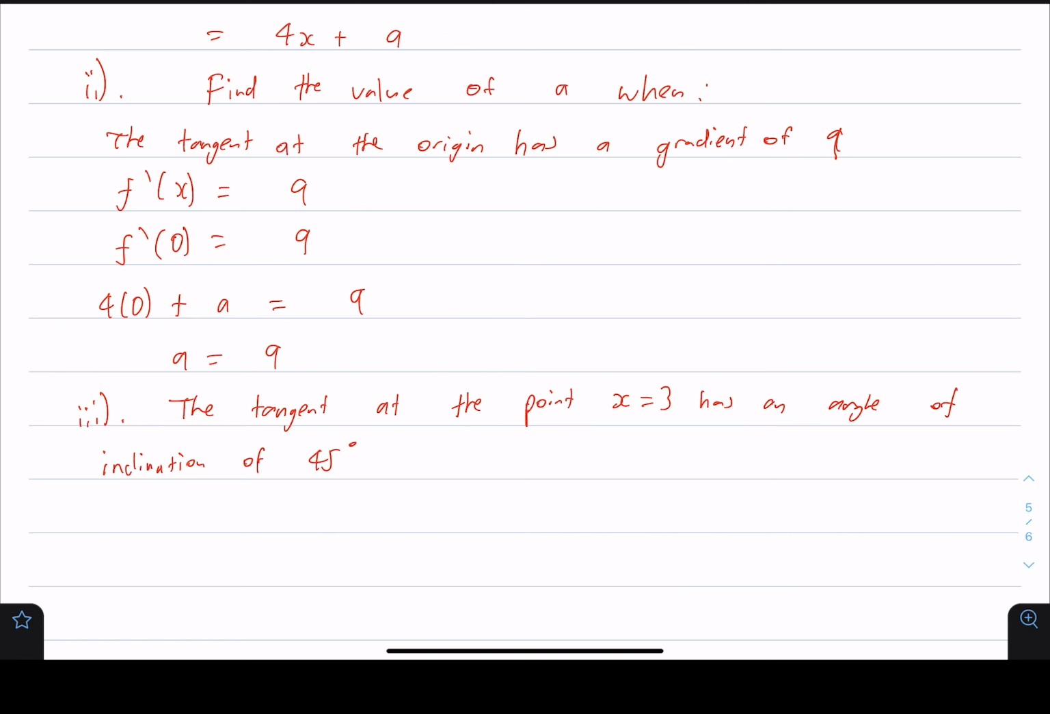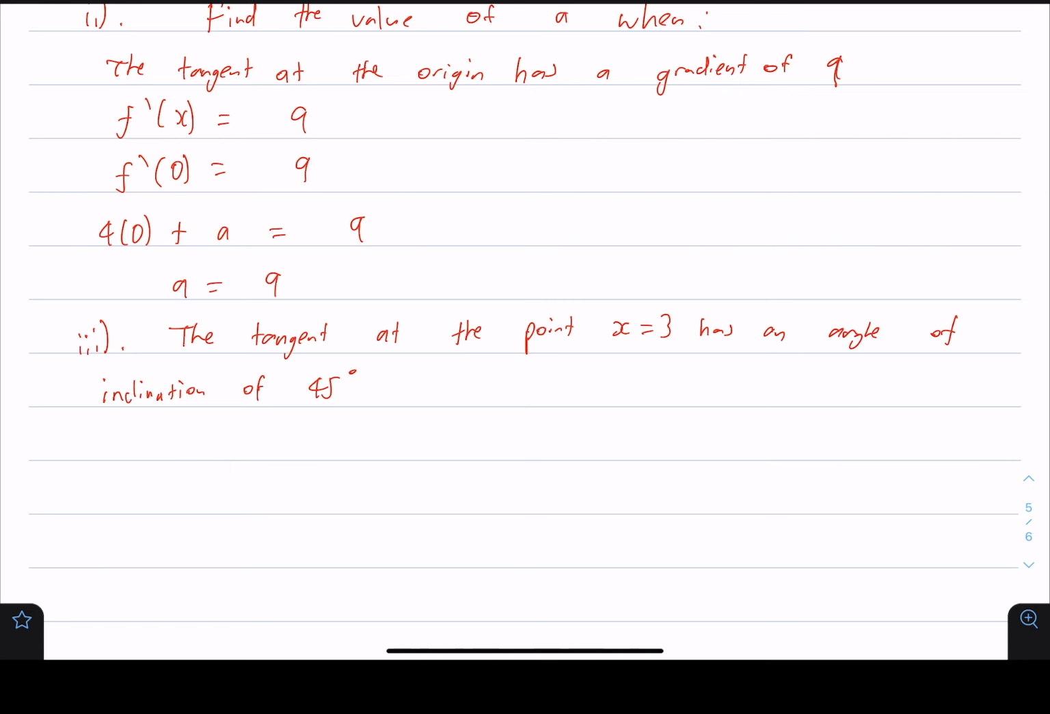Once again, pause the video, have a go. Okay, hopefully you got an answer. This is a very similar approach to the last question. We know the tangent is at the point x equals 3. So the gradient of the tangent at the point x equals 3 should be equal to f dash of 3, because our f dash of x is our gradient function. We plug in a value and that will tell us the gradient at that point.